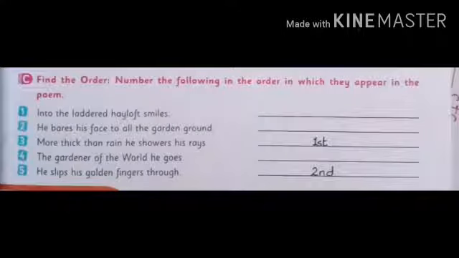Let's read part D. Find the order number of the following in the order in which they appear in the poem. You have to read the poem first, then try to write their numbering. As I have read this poem, I have written two for you. "Thicker than rain he showers in his race" is in the first stanza, so that's why I wrote first over here. "He slips his golden fingers through" was in the second stanza, so that's why I have written second. You also read the poem and write their numbering in front of every statement like this.